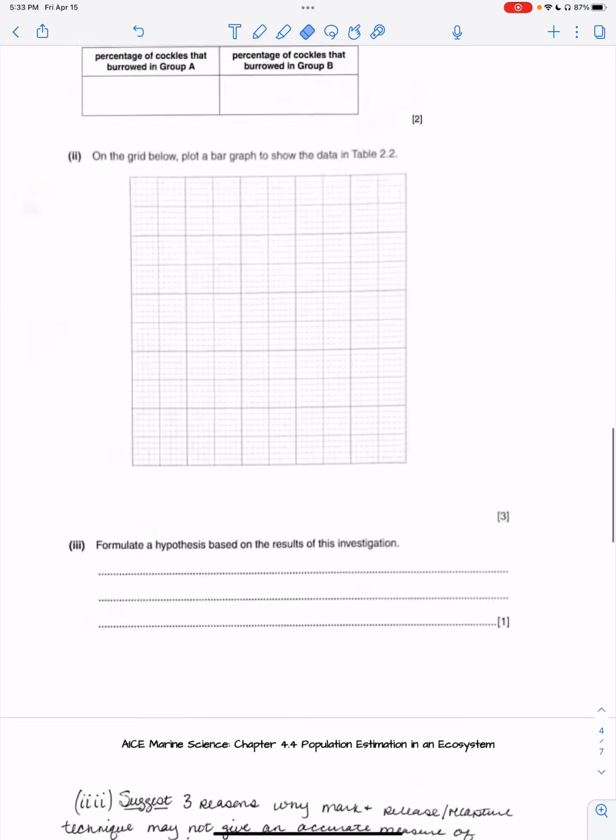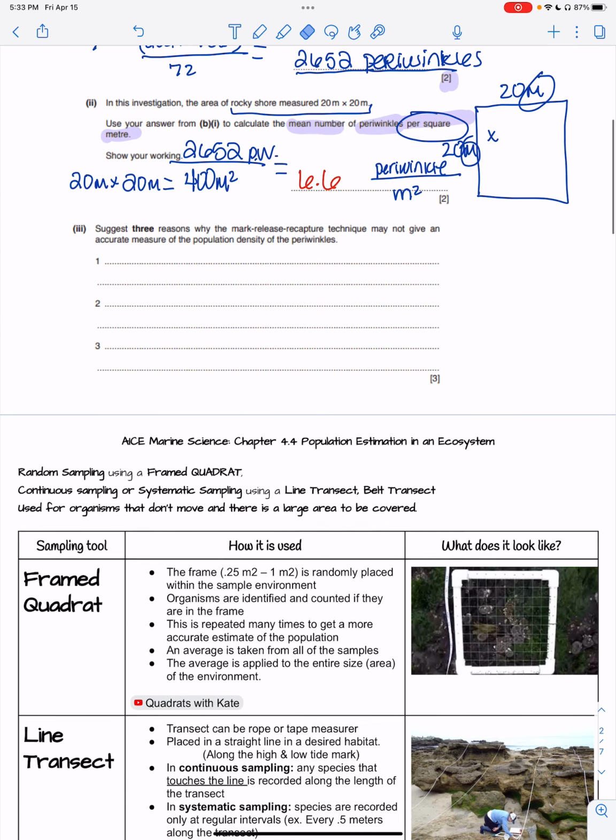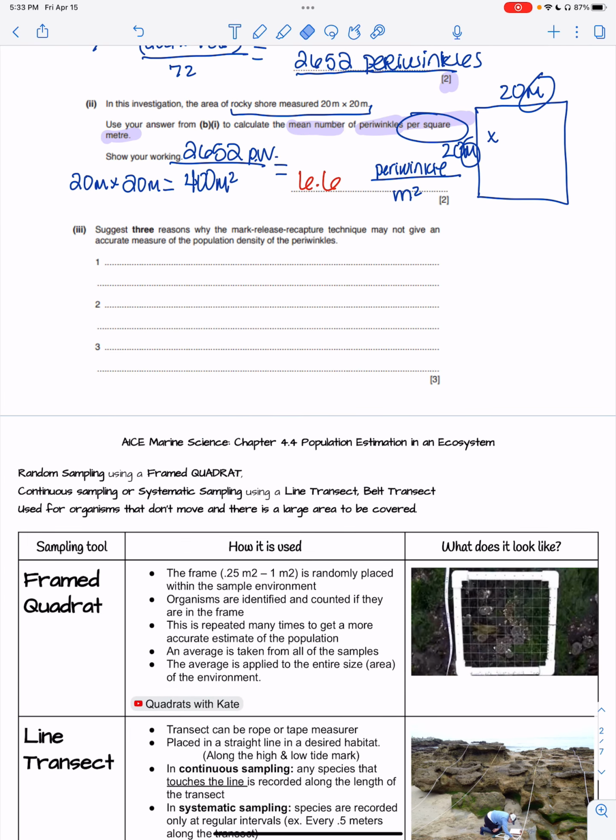Okay, let's go back to the top. Suggest 3 reasons why the mark and release recapture technique may not be an accurate measure of the actual population of those periwinkles. It does not matter, honestly, for any organism. These answers will apply to any mark and recapture example.